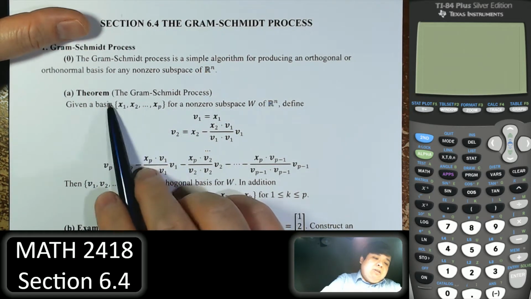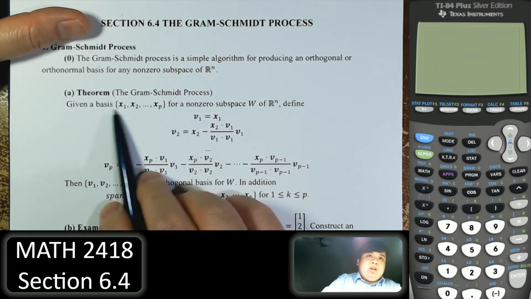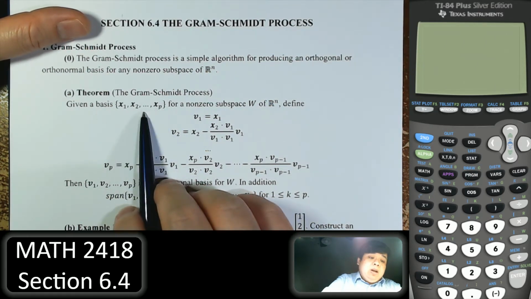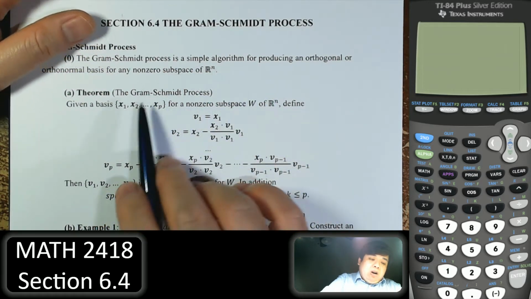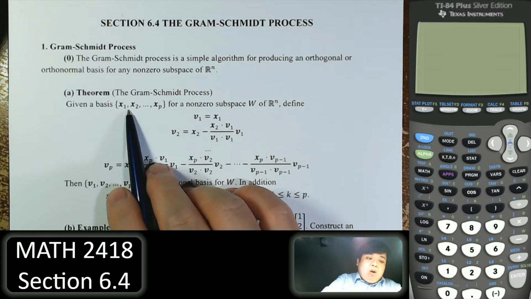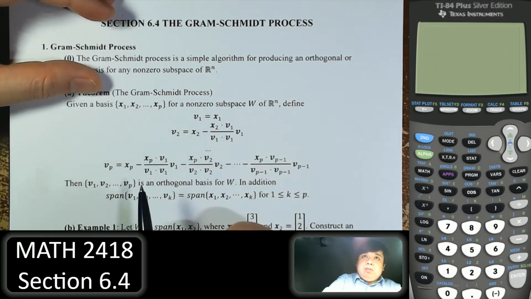So let's say we have just a basis. The vectors may or may not be orthogonal. This process will help us to produce an orthonormal or orthogonal basis for the same subspace of Rn.